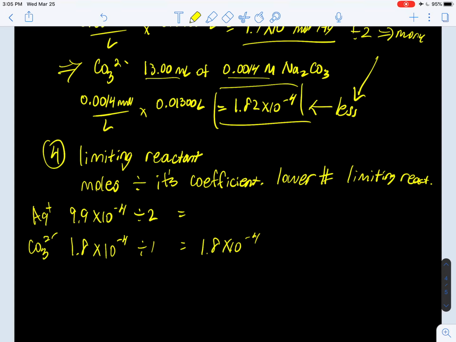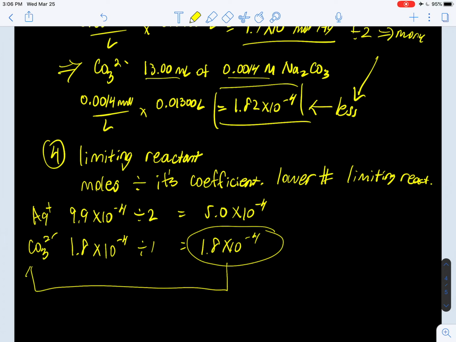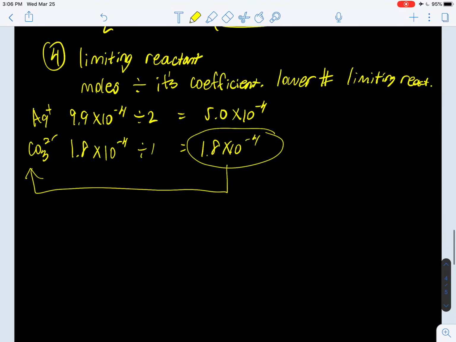So 9.9 divided by 2 is 4.95. I'm going to round this off to 5.0. Okay. And this one is the lower number, so it means that this is my limiting reactant. Okay? CO3 2 minus is the limiting reactant. Okay? And so we use this in the ICE table.